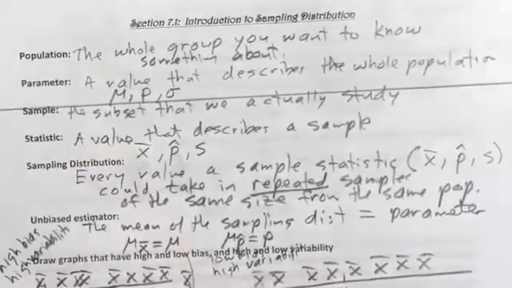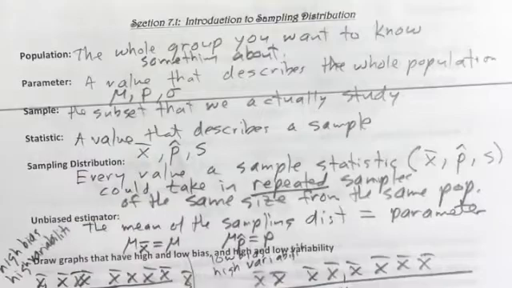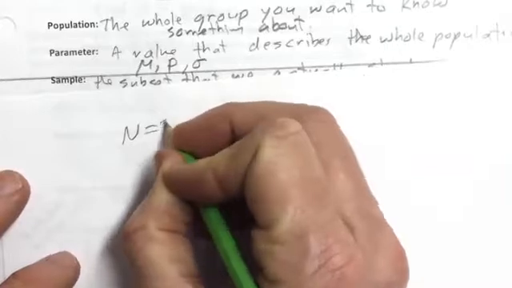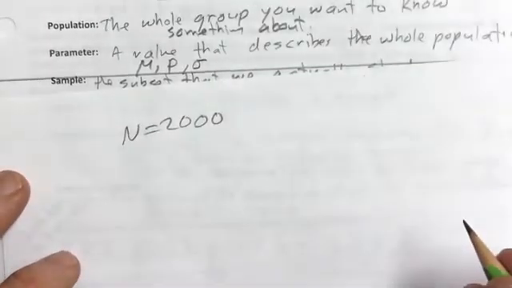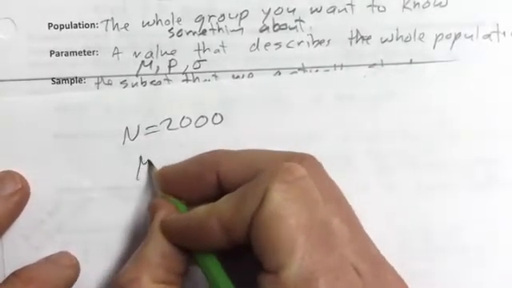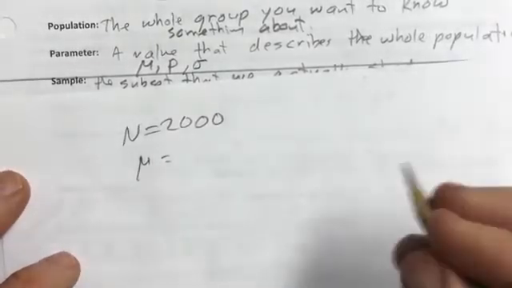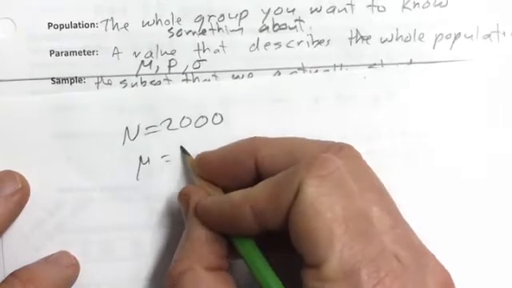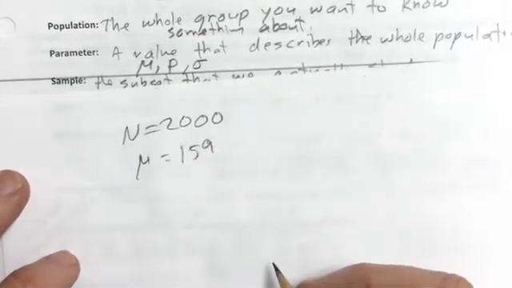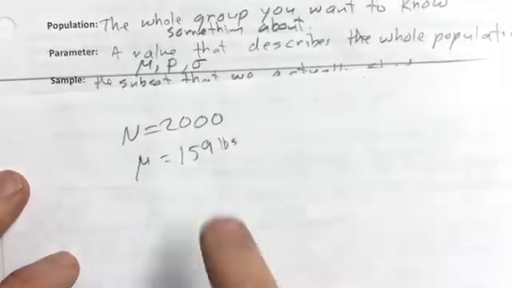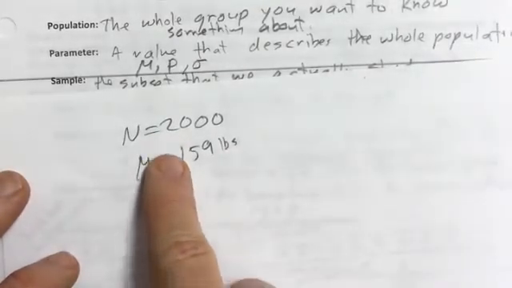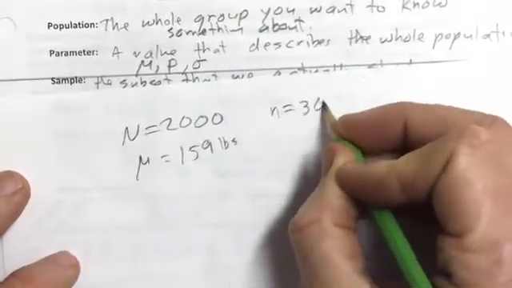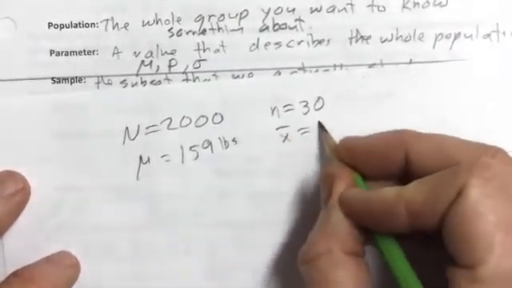All right, then what is a sampling distribution? Well, whenever we do sampling like this, we have a population. Let's say, for instance, the students at Grissom, and let's say there are 2,000 students, and let's pretend the mean weight of all the 2,000 students is 159 pounds. We would have to weigh all 2,000 students to find that, but we can't do that. So what we decide to do is we take a sample of, let's say, size 30, and we find that their mean weight is like 157.